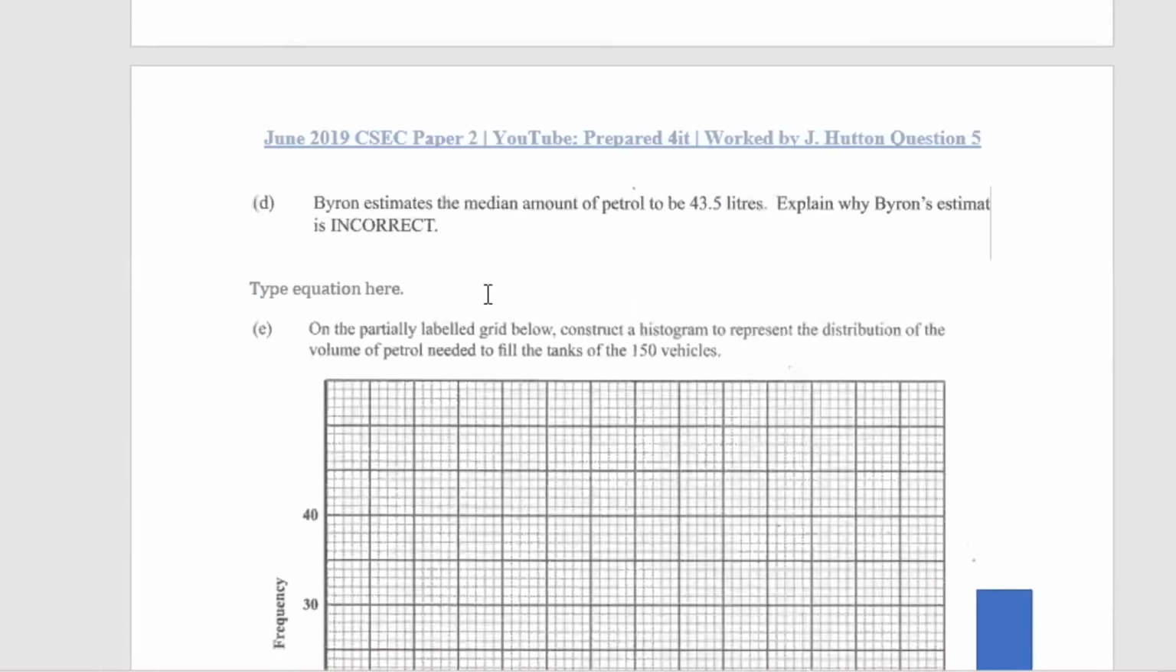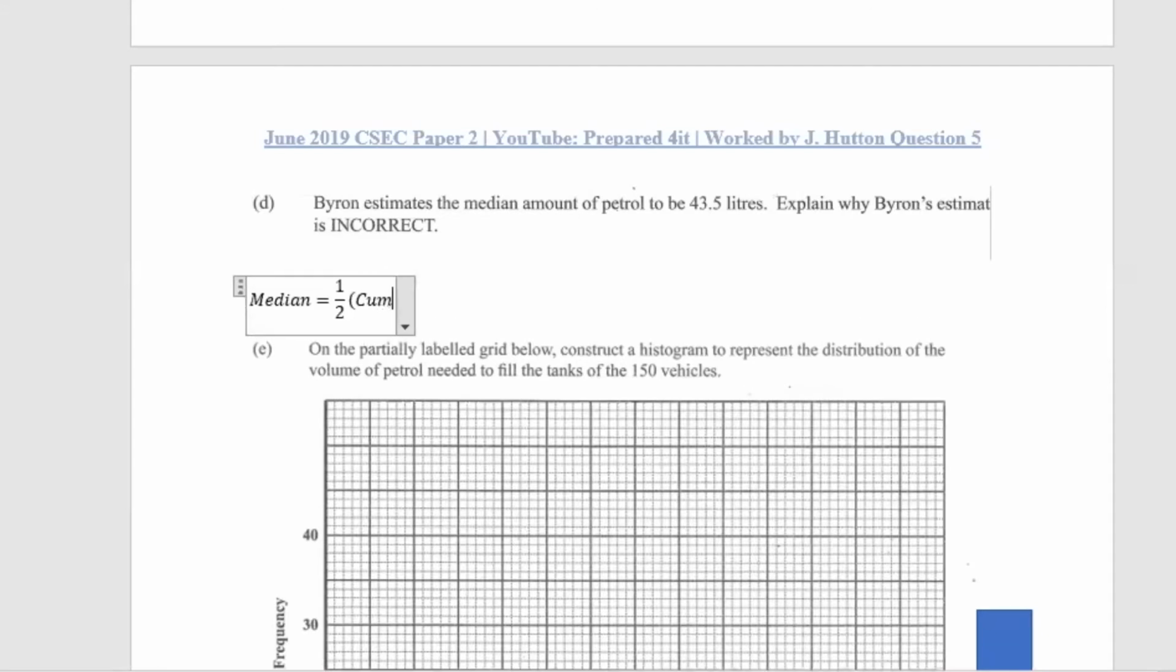Part D now says, Baron estimates the median amount of petrol to be 43.5. Explain why Baron's estimate is incorrect. So what we know is that the cumulative frequency is 150, which is 150 vehicles. Therefore, the median would be half of the cumulative frequency, which is half of 150, which is 75. So the median is in the 75th position.